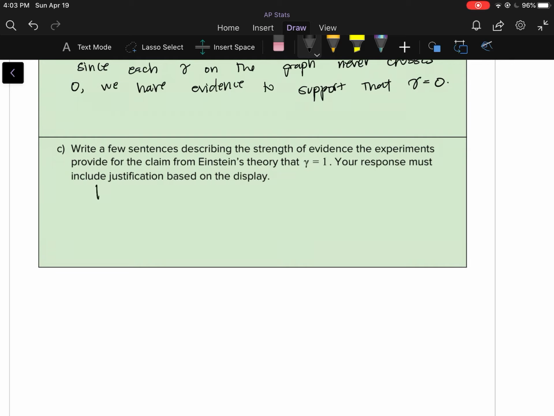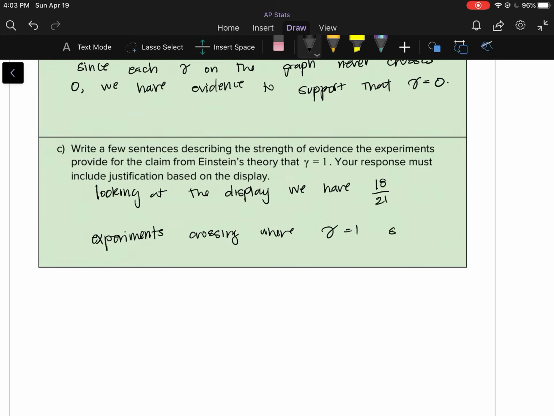So looking at the display, we have 18 out of 21 experiments crossing where gamma equals 1. So we have strong evidence that gamma could be 1.